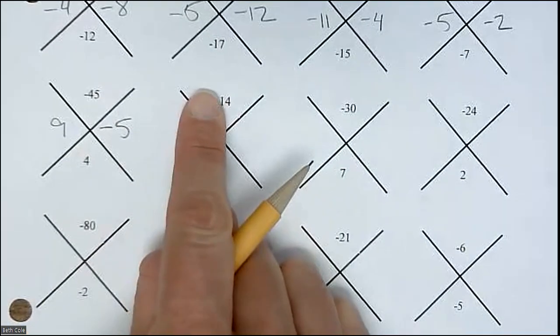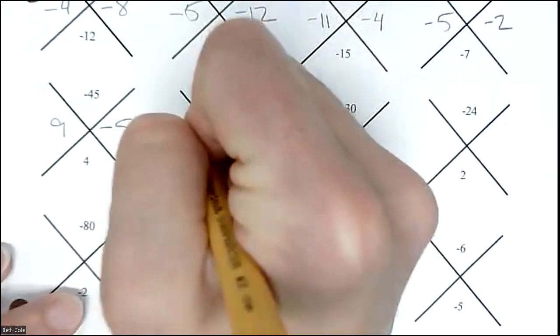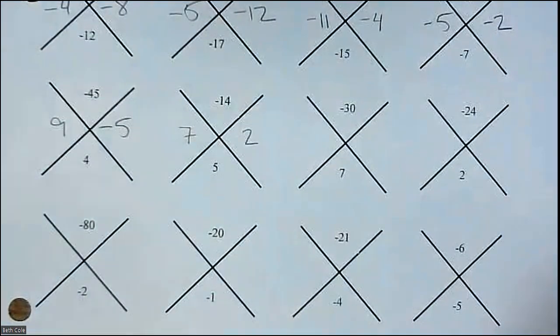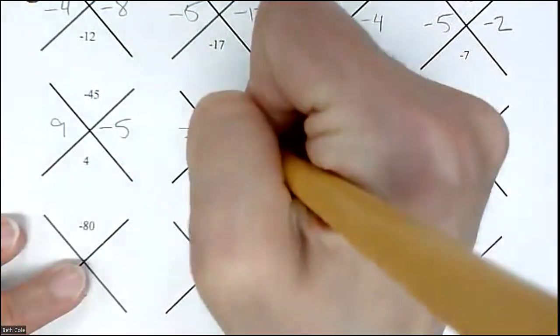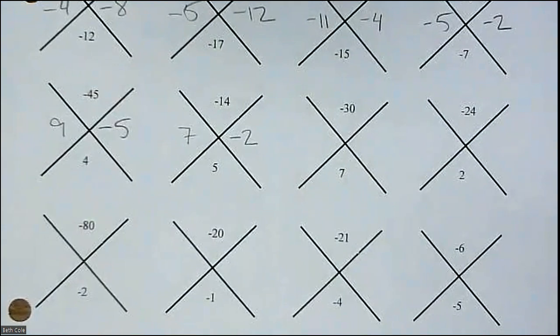How about 14? Just pretend it's a positive 14. It would be 7 and 2. Which one gets the negative? Good. How about 30? You need numbers that multiply to be 30.